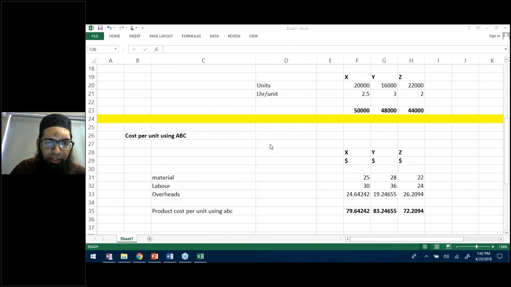Saad has requested me kindly redo the steps of calculating the cost per unit. Are you talking about the overhead cost per unit? Yes. No problem, dear.